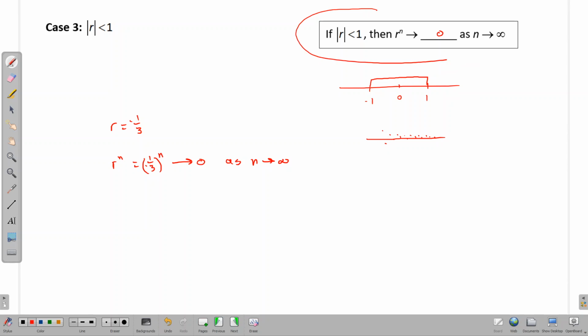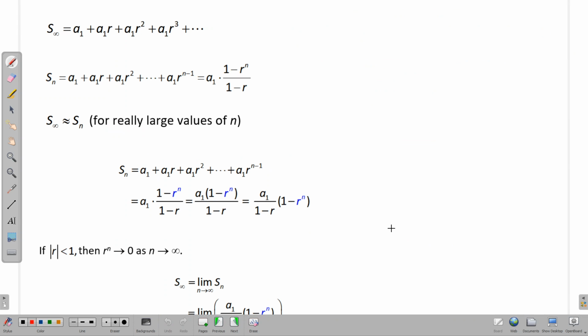All right, so this is the big thing. This is the important thing. Anytime you have r to the n, and r is between -1 and +1, that will approach 0 as n approaches infinity. Okay, so that will be enough for us to be able to derive a formula for the sum of an infinite geometric series.